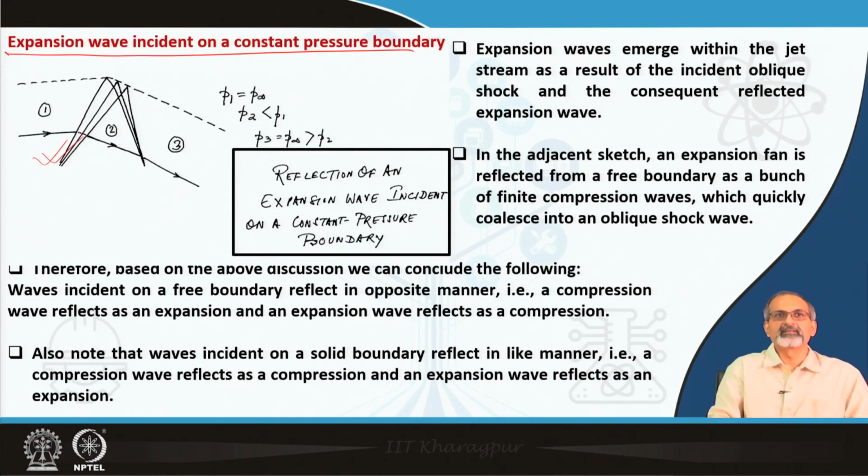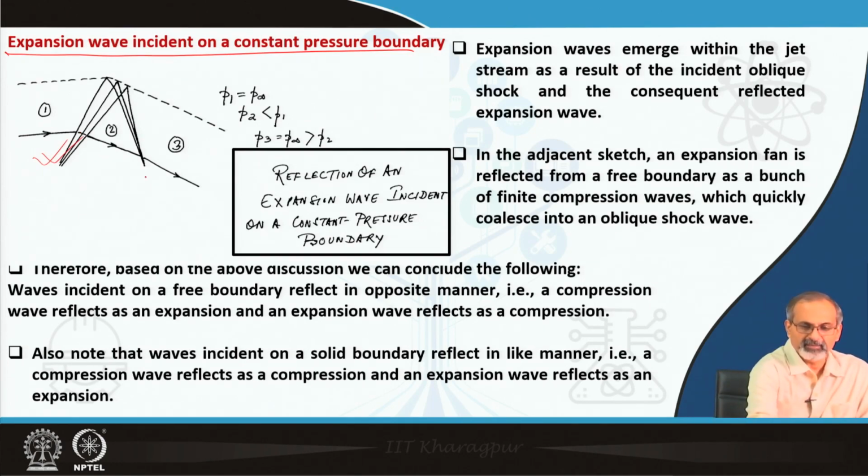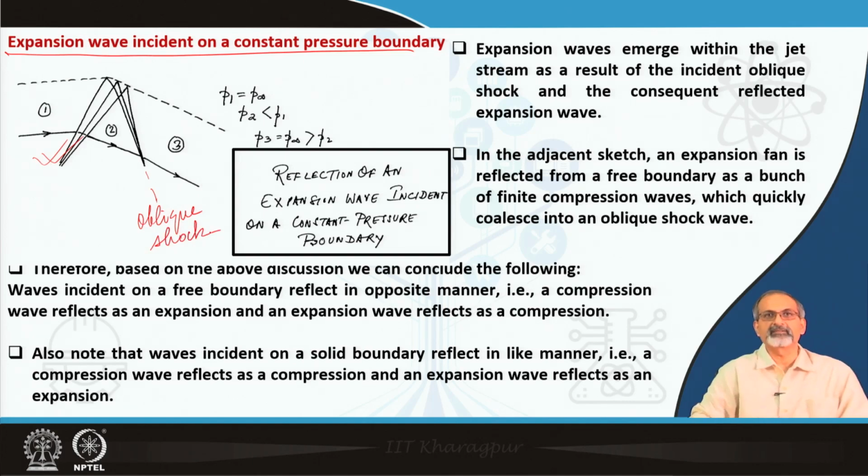Now, when it is incident on that constant pressure boundary, what we find is this time it reflects back in the form of an oblique shock. So, this is an oblique shock which is formed when the reflection takes place. Expansion waves emerge within the jet stream as a result of the incident oblique shock and the consequent reflected expansion wave. In the adjacent sketch, an expansion fan is reflected from a free boundary as a bunch of finite compression waves. So, a bunch is created which quickly coalesce into a single oblique shock wave.